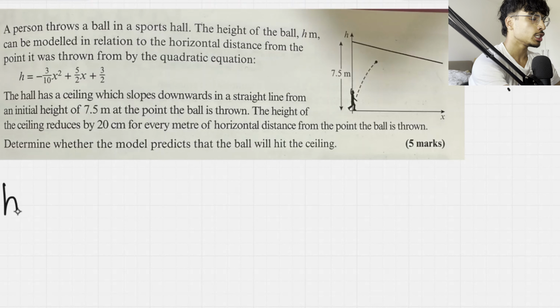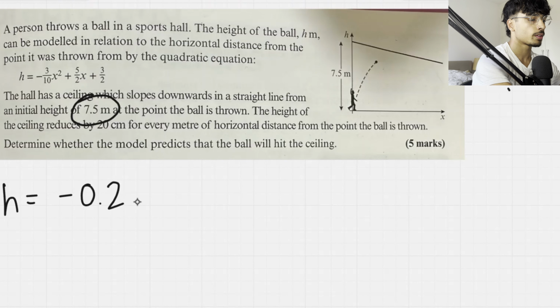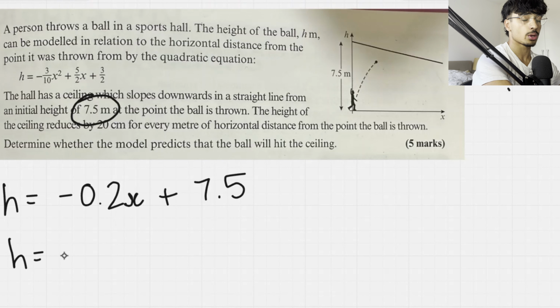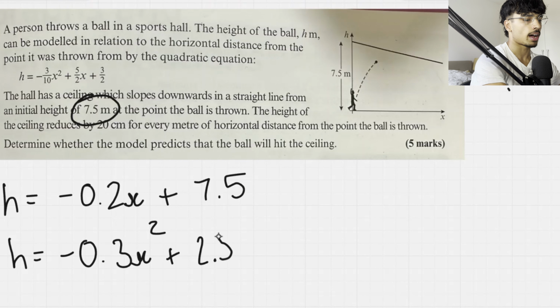Right, so h, if we're talking about the ceiling over here, we know that the y-intercept is going to be 7.5 meters, and it goes down by 0.2 meters each time, so it's going to be negative 0.2x plus 7.5. And for the other one, we just rewrite it. So h is equal to, I'll write it in decimal form because I prefer decimals, negative 0.3x squared plus 2.5x plus 1.5.